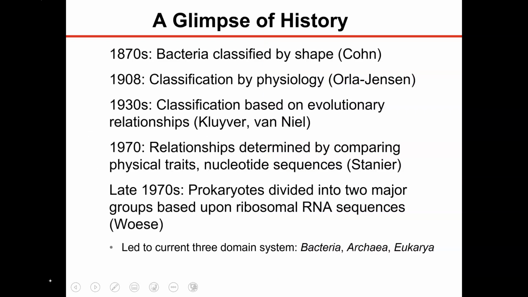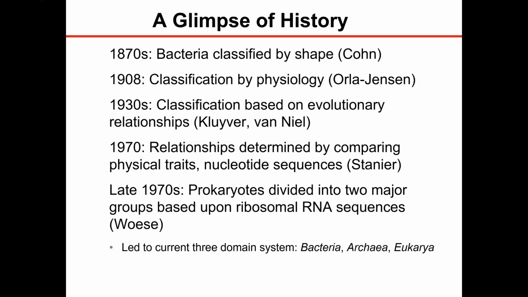So let's look at history first. We're always trying to classify organisms, which we talked about in chapter 9 a little bit. In the 1870s, Ferdinand Kohn, who you heard about when we talked about endospores, wrote many papers on classification of bacteria based on shape. He started classifying organisms based on if they were rod-shaped, spherical, or spiral-shaped. This was decent, but it didn't really put organisms into effective groups.